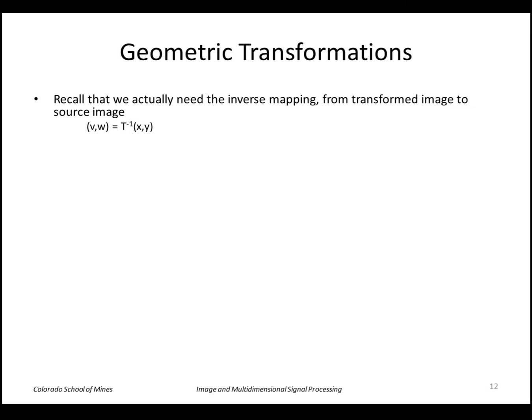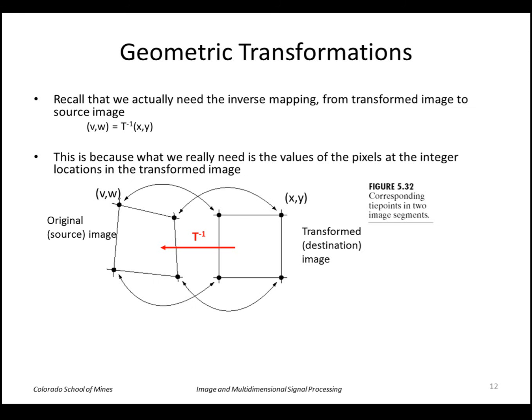So we actually want the inverse, so we'll just take the inverse of that matrix. And then finally, once we go ahead and apply our transform to find out the new coordinates, we do gray level interpolation, like bilinear or bicubic.